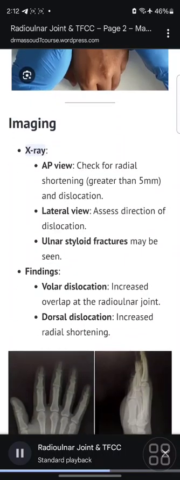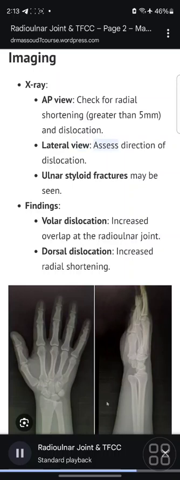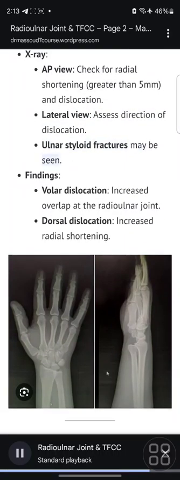Imaging. X-ray, AP view. Check for radial shortening, greater than 5 mm, and dislocation. Lateral view. Assess direction of dislocation. Ulnar styloid fractures may be seen.